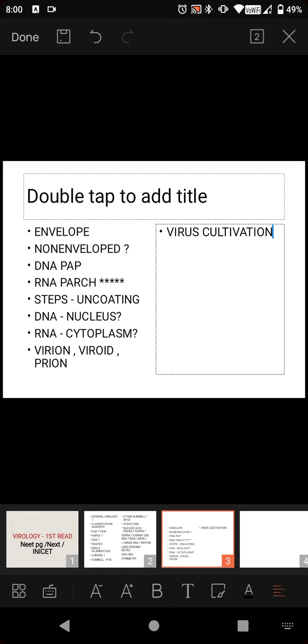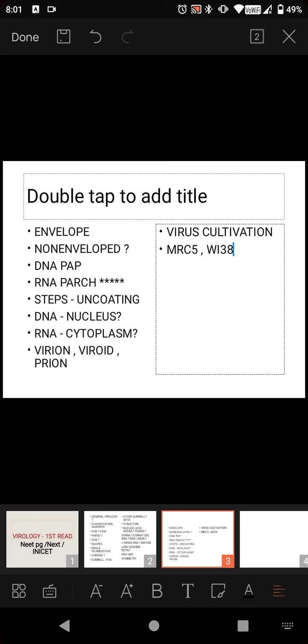Then coming to the secondary cell line, it is the human fibroblast cell line. Earlier we studied the chick embryo fibroblast, but now we are saying human fibroblast. Human fibroblast contains two big things: MRC5 and WI38. I am just mentioning that, you can guess from the names. Don't do anything more than that.